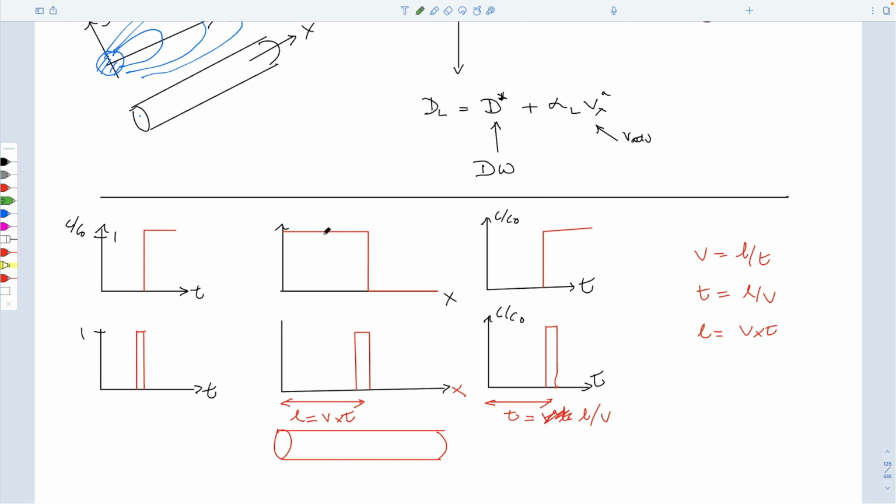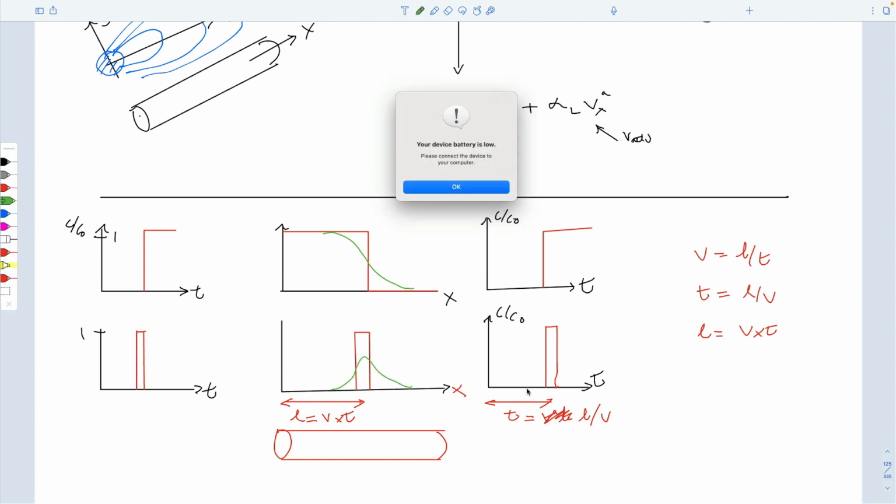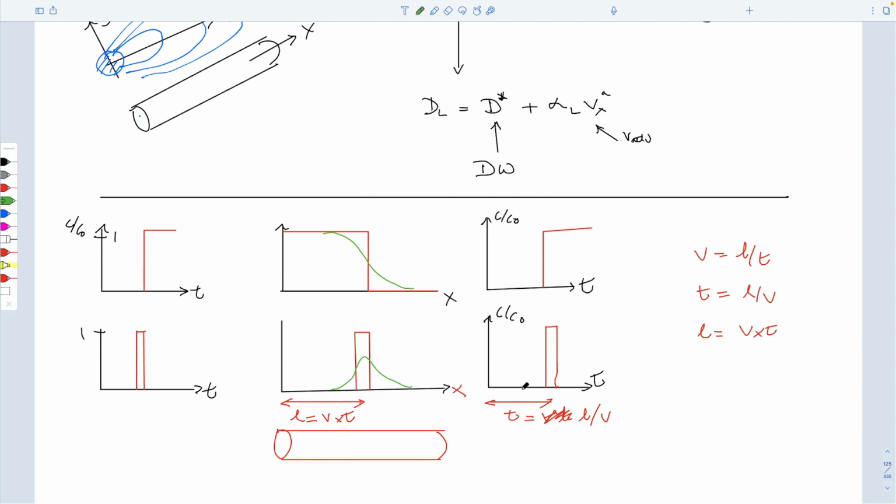But we also talked about the fact that if we have dispersion, then these curves start to look like this. And this.